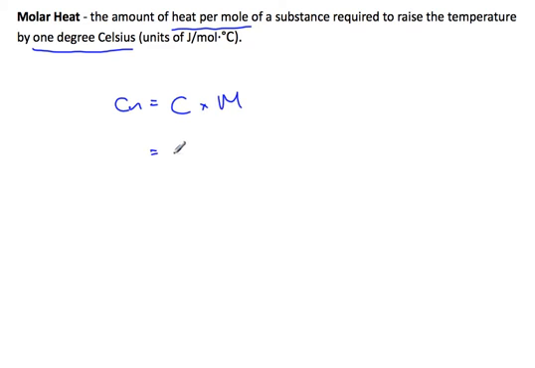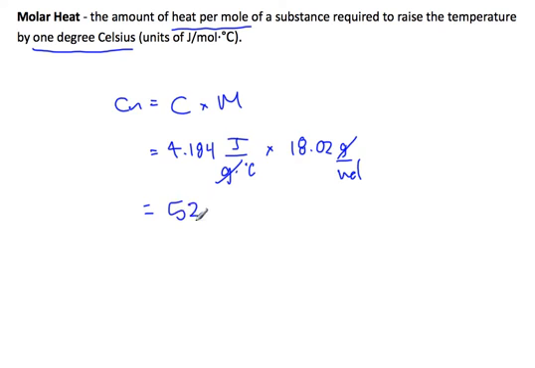So if we want to find the molar heat capacity of water, well, the specific heat capacity is 4.184 joules per gram degree Celsius times the molar mass of water, 18.02 grams per mole. The units of grams divide out, and you're left with 53.46 joules per mole degree Celsius. So that's molar heat capacity.